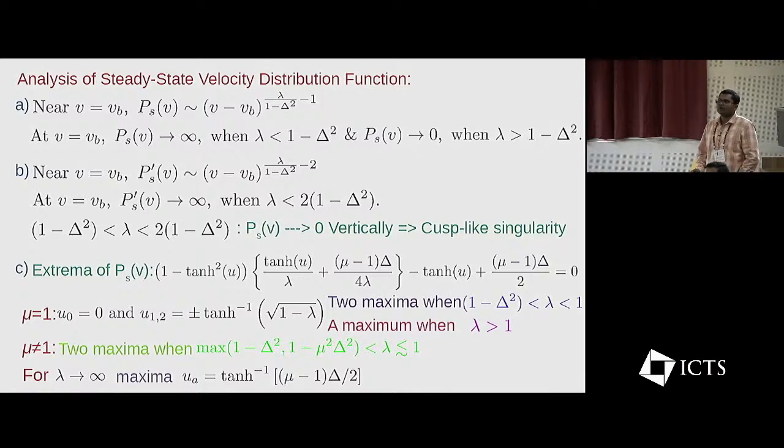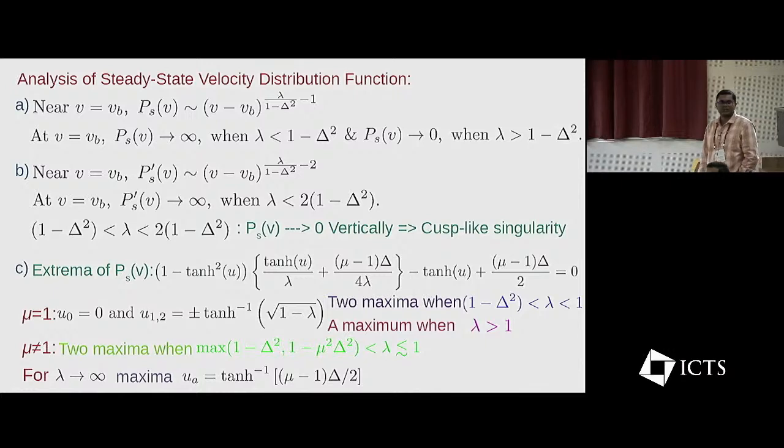So for mu equal to 1, the solutions are u equal to 0 and u1,2 equal to plus minus tanh inverse of 1 minus square root of 1 minus lambda. So two maxima occur when lambda is less than 1 and greater than 1 minus delta square. These are the two maxima, and u0 equal to 0 is the minima. When lambda is greater than 1, these two maxima vanish and u0 equal to 0 becomes the maximum of the velocity distribution.